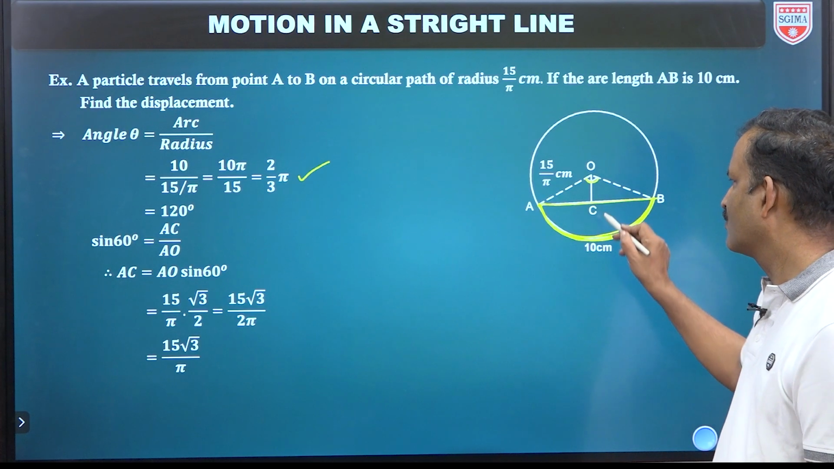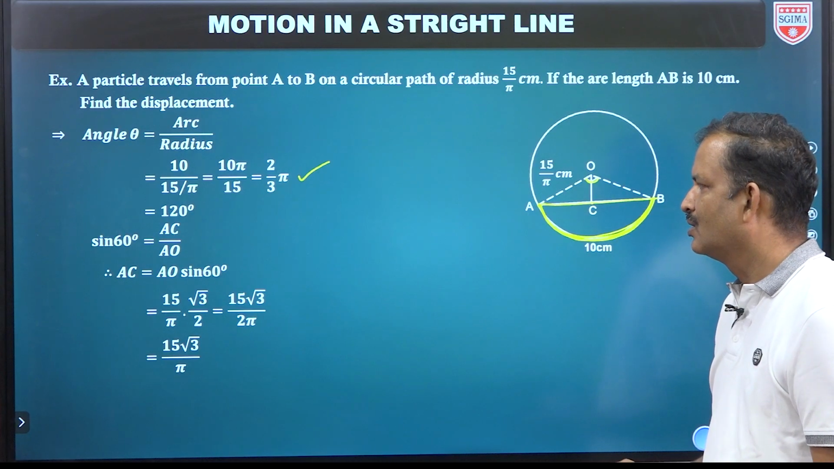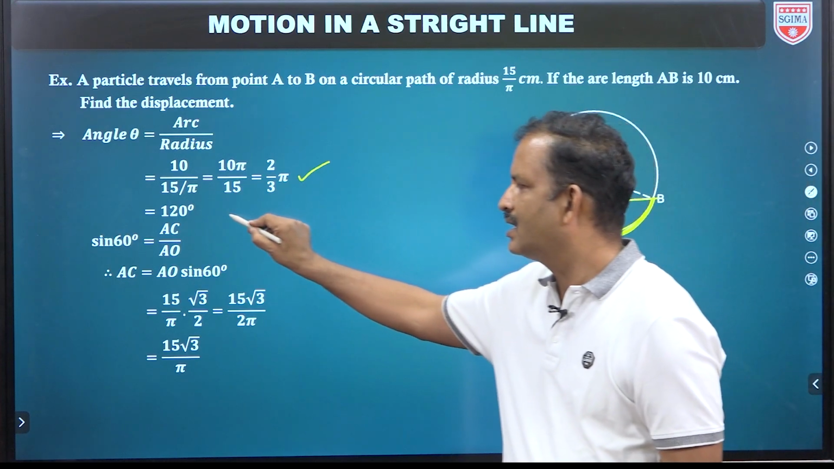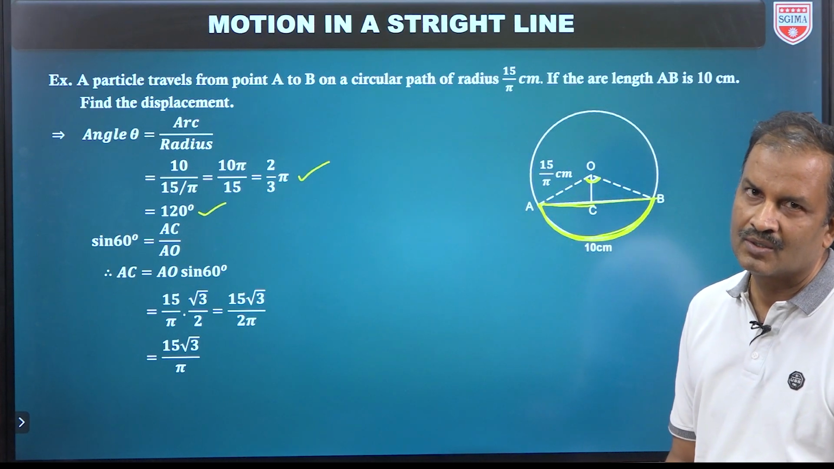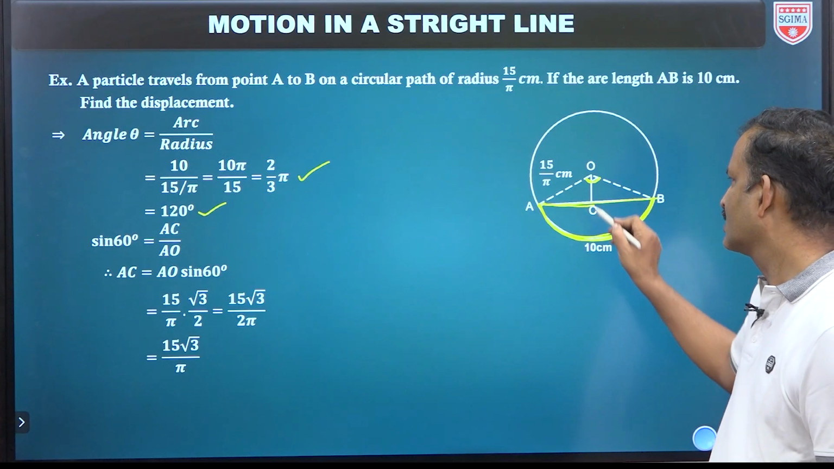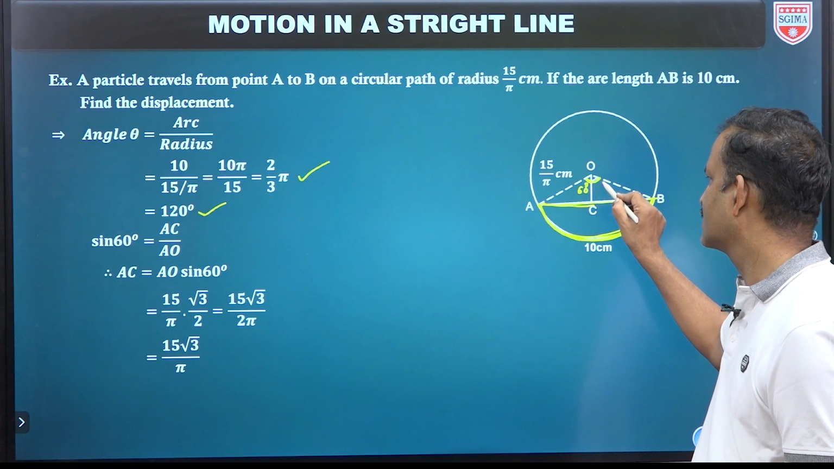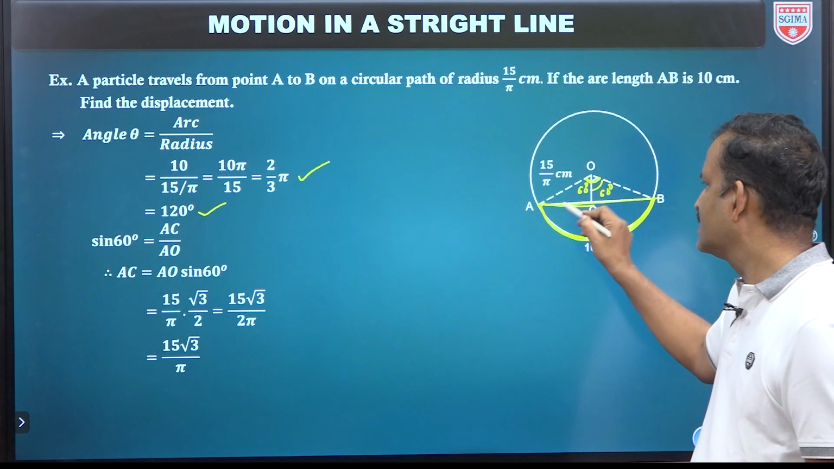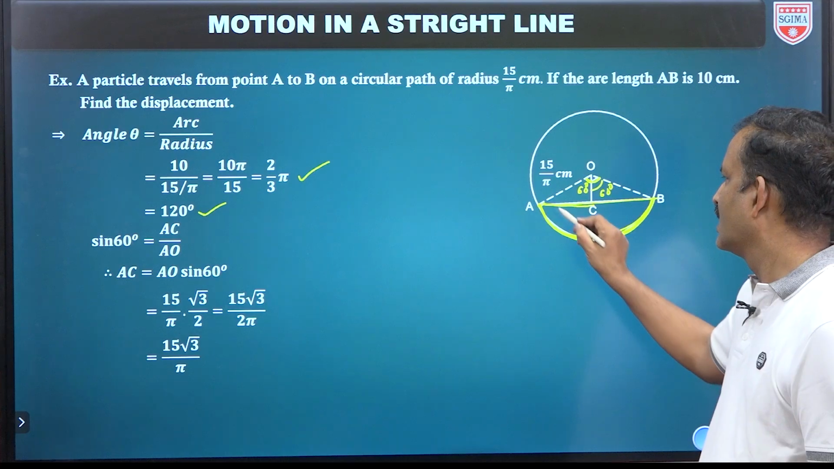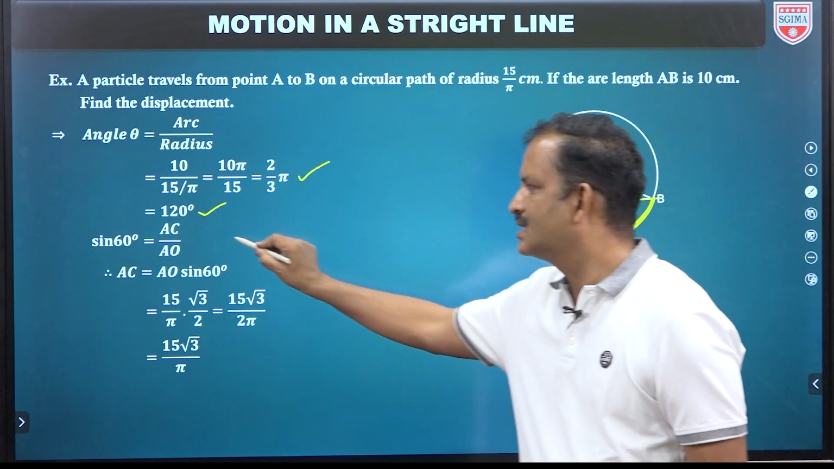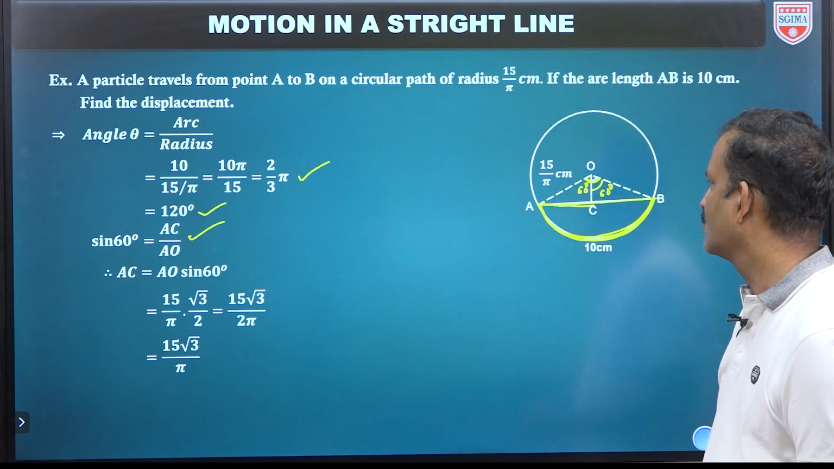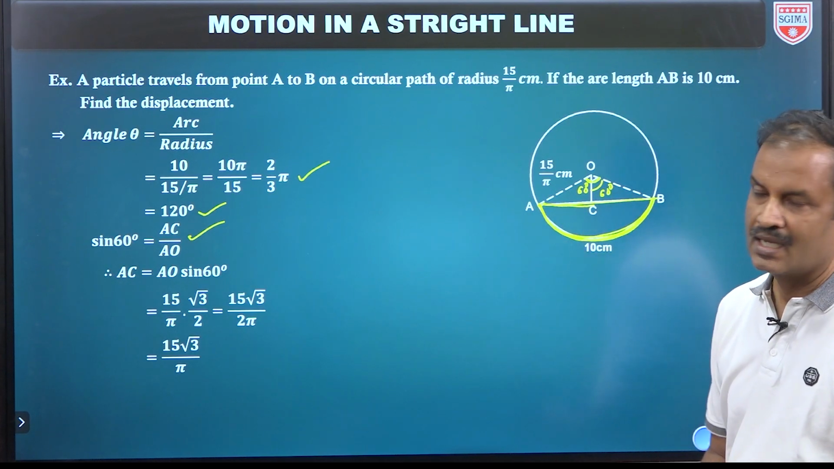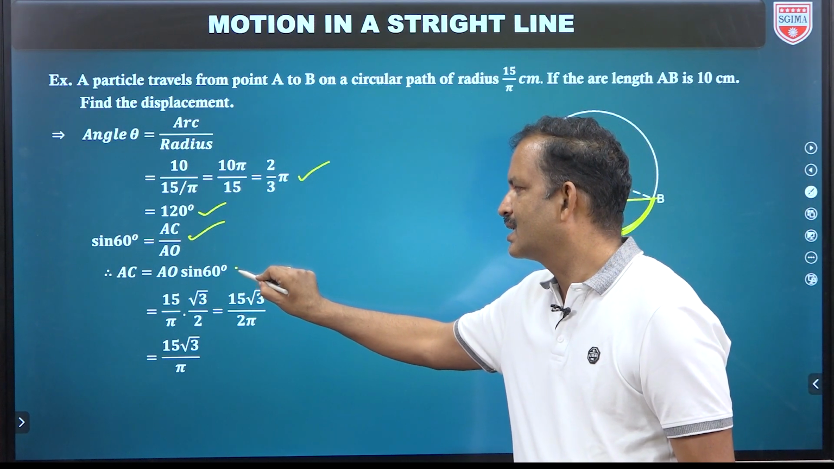To find out this displacement, you have to know AC first. This angle I got 120 degrees. So that means this is 60 degrees, this is 60 degrees. So, sin 60 is equal to AC by AO. You know that in trigonometry. So, AC is equal to AO sin 60.